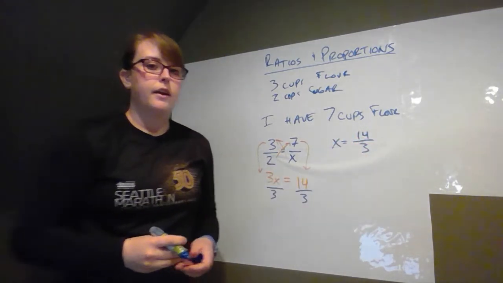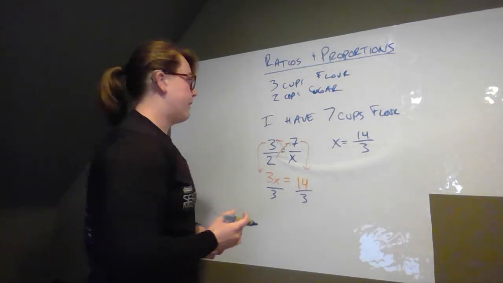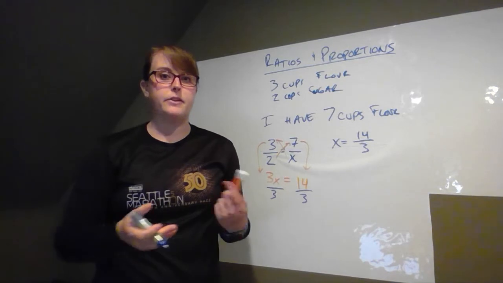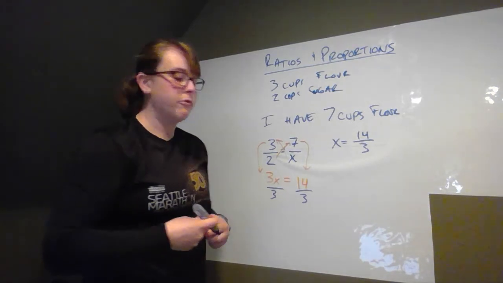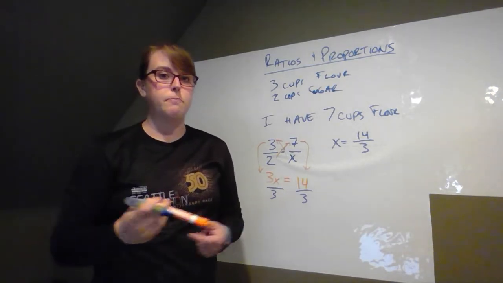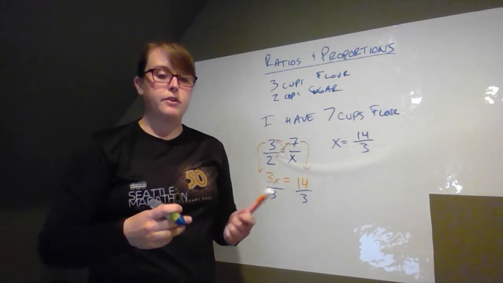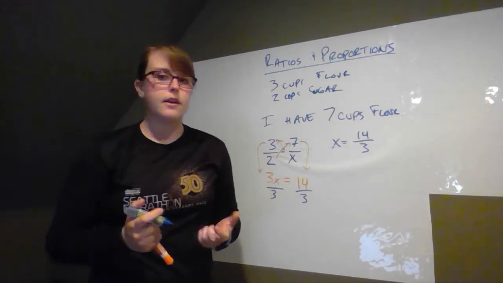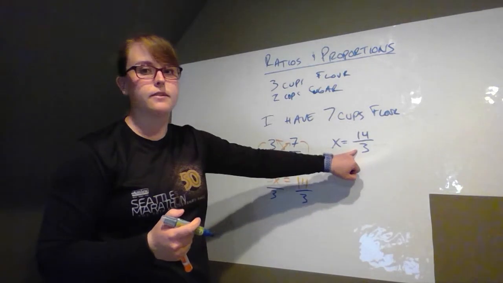14 thirds. And so 14 thirds, if you were measuring cups of flour and sugar, wouldn't be the easiest number to measure. So what I would probably do after that is change it into a mixed number. If you're just solving ratios and proportions problems, usually I'm fine with you just leaving it like this.